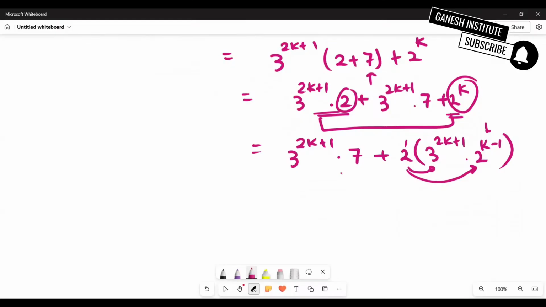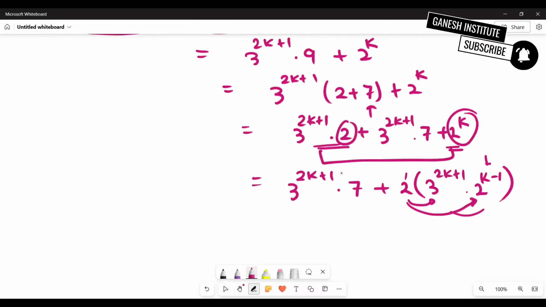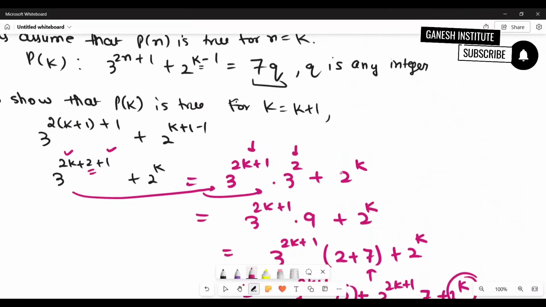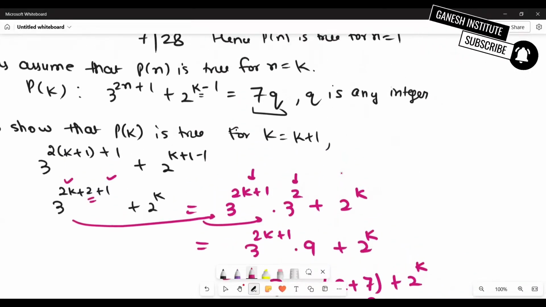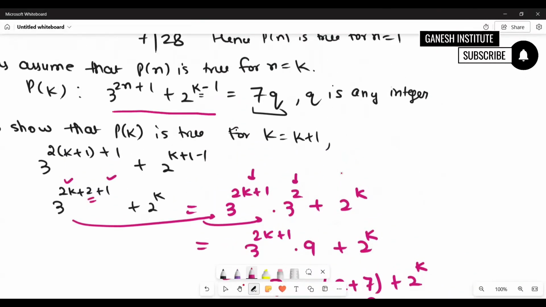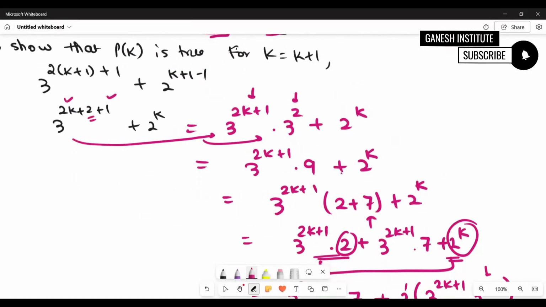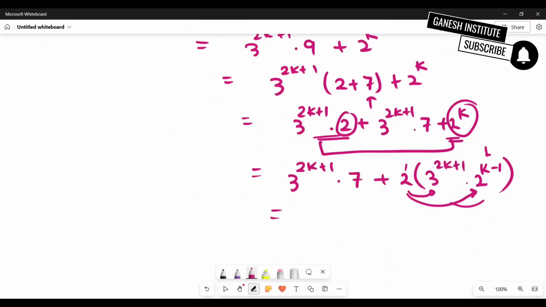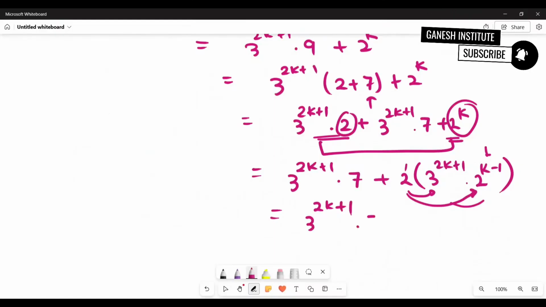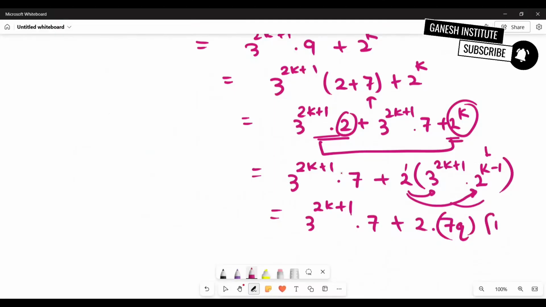Now what can I do? If you see this, 3 raised to the power 2k plus 1 plus 2 raised to the power k minus 1, what is it? It's the same as Pk, and you know that that's divisible by 7. So the second part of the equation is divisible by 7. By PMI.